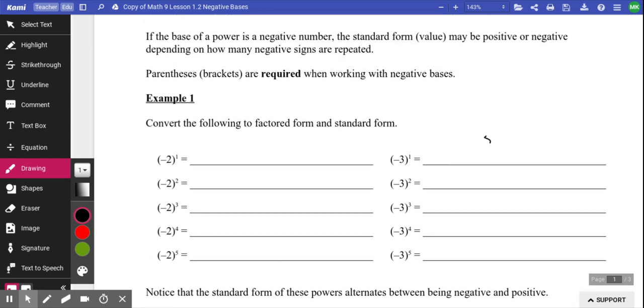We're going to change these things into 2 different forms. And I'm going to show you how to use your calculator. And a lot of us have different calculators, so you might have to figure out a little bit on your own.